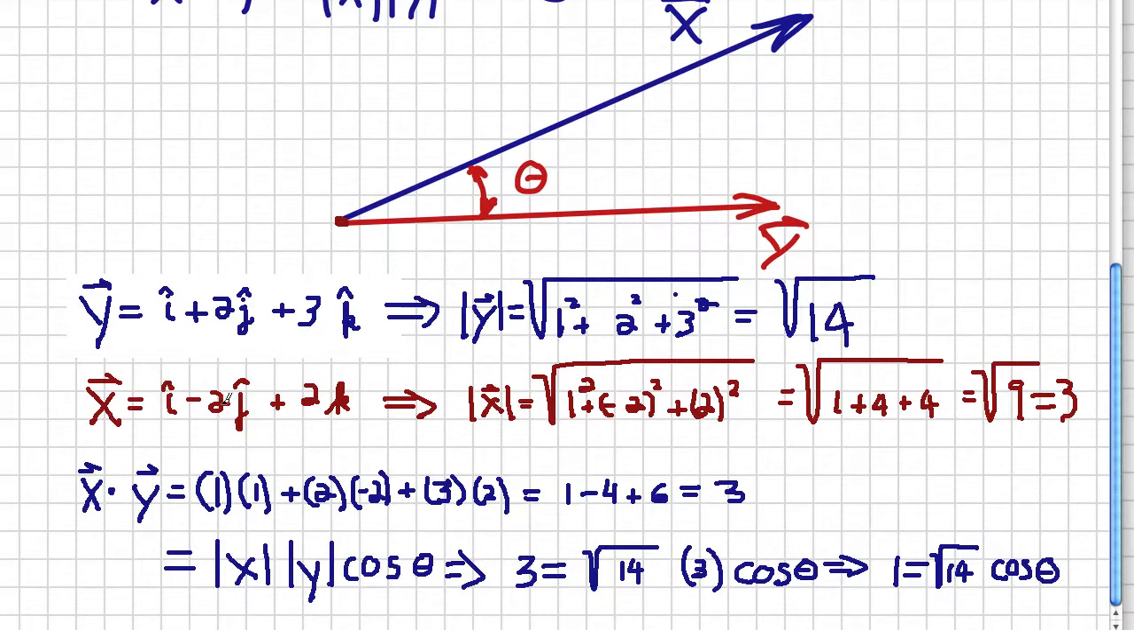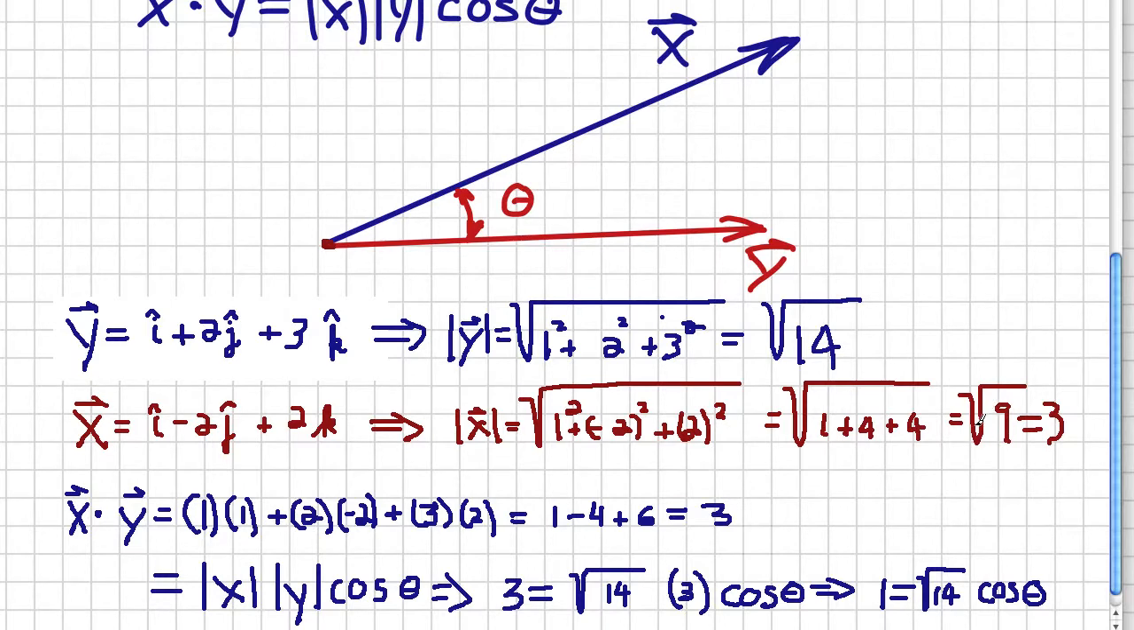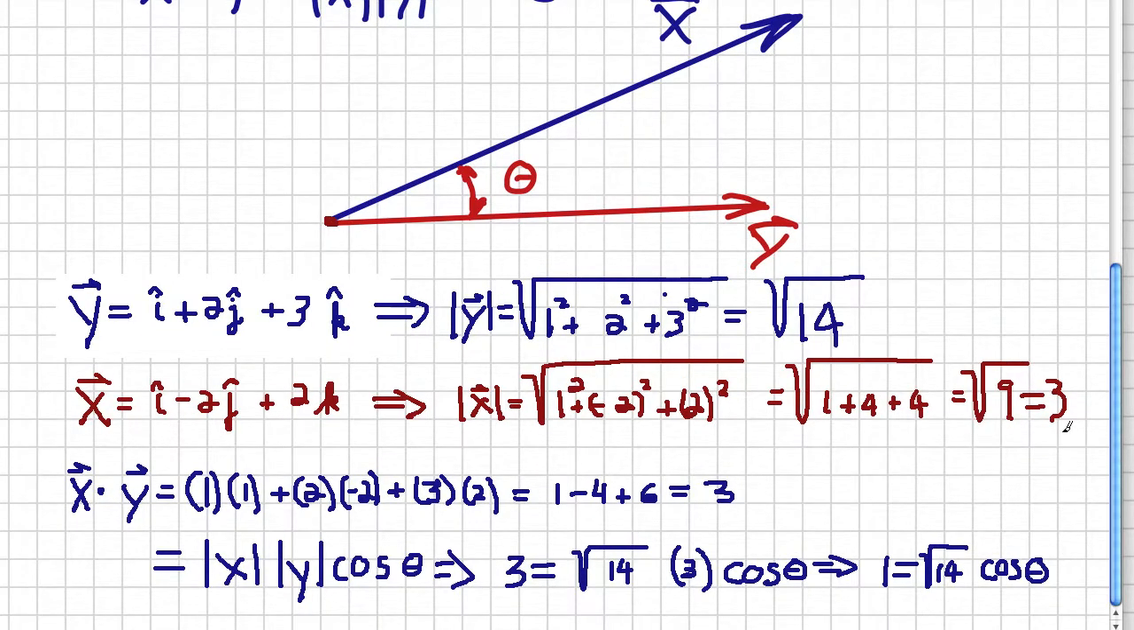Here that's 1 squared plus negative 2 squared plus 2 squared. 1 squared is 1, negative 2 squared is 4, and 2 squared is 4. So I have 1 plus 4 plus 4, that's 9. Want to do the square root of 9, and that's 3. Okay, so I have that the magnitude of x is 3, and the magnitude of y is the square root of 14.